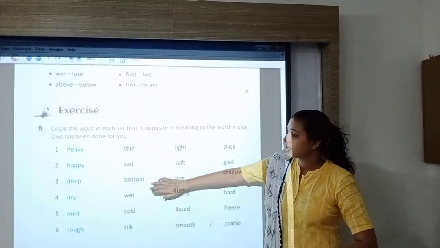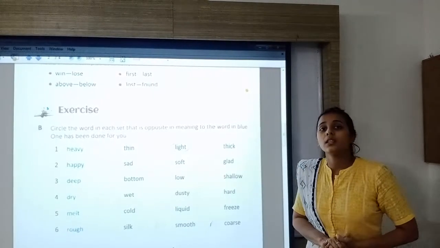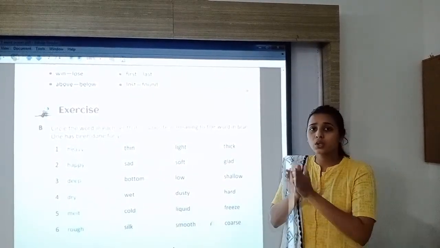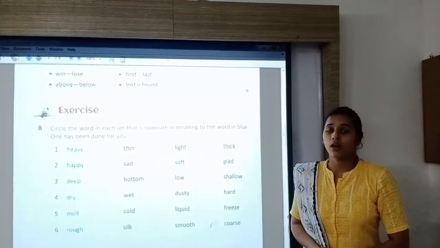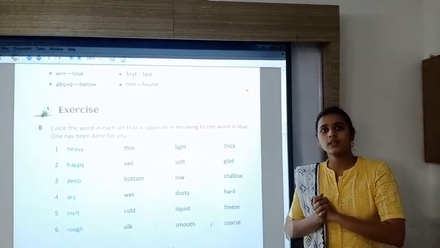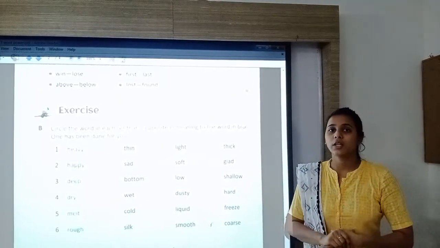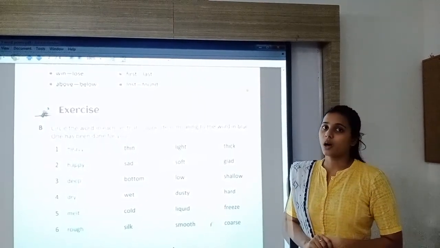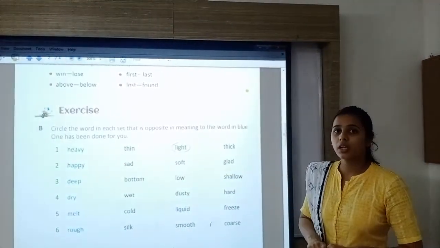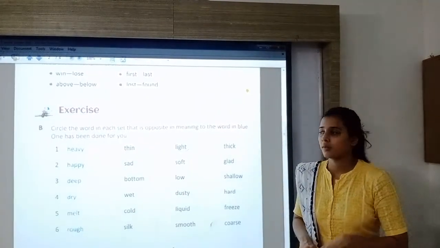Next is deep. That means the surface of something is too low. Now the opposite of it will be when the surface is not too low. That is called shallow. So it will be the opposite word of deep. The opposite of deep will be shallow.